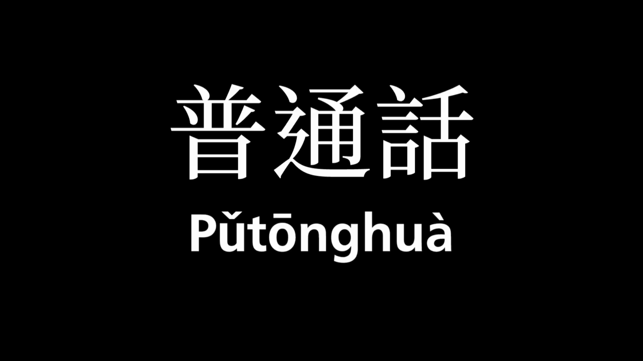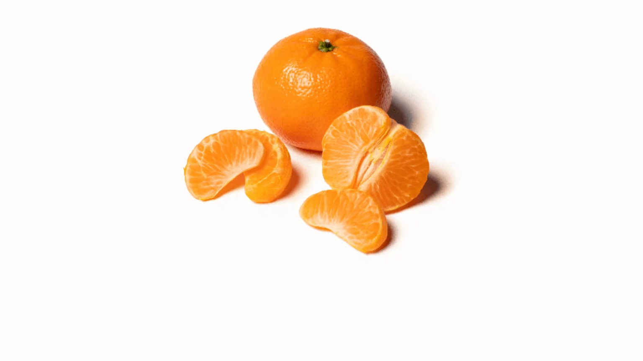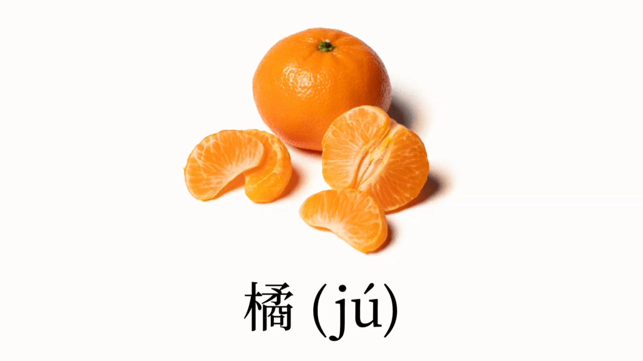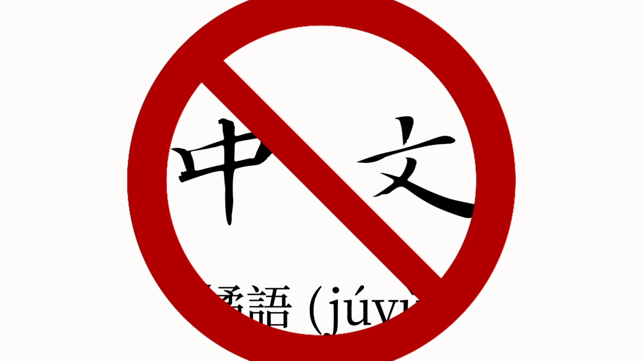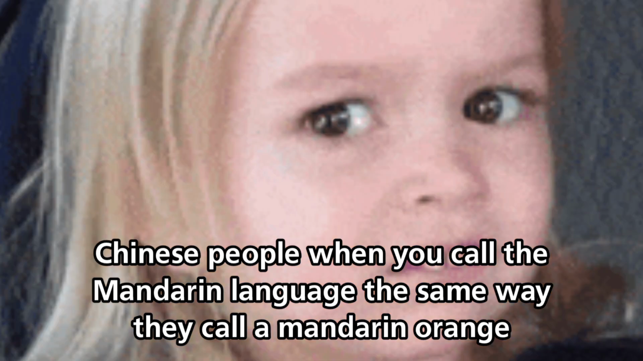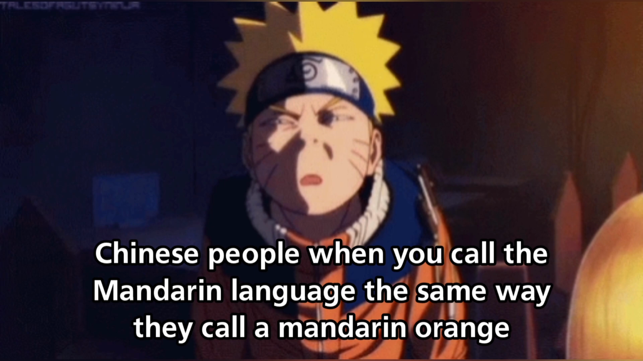There is not a single language solely called Chinese, but what is commonly referred to as Chinese is actually Mandarin. Putonghua, basically Mandarin in Mandarin. The Mandarin orange is actually called Zhi, so don't go out calling the orange Putonghua as well, or the language Jiyu or something like that. People are just gonna look at you funny if you actually do this in China.